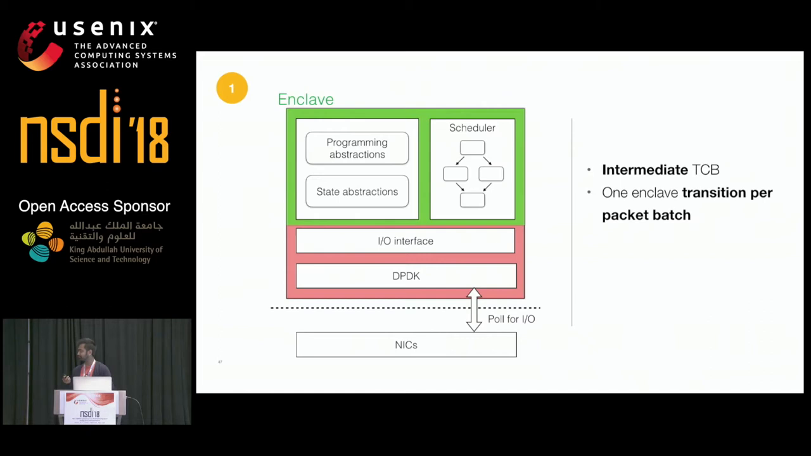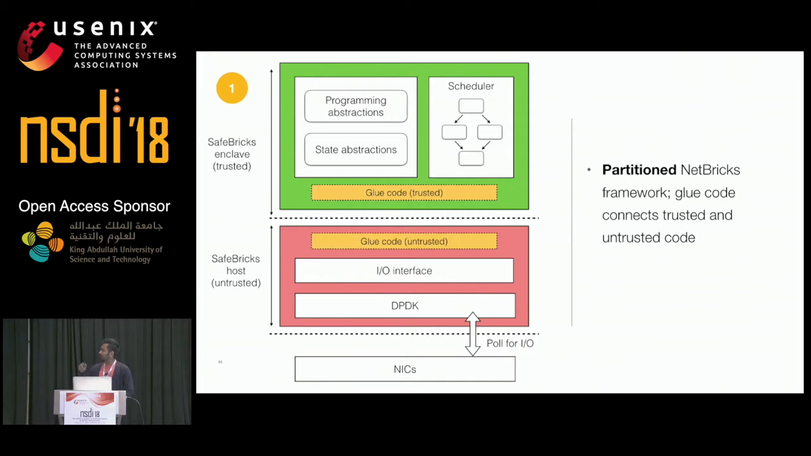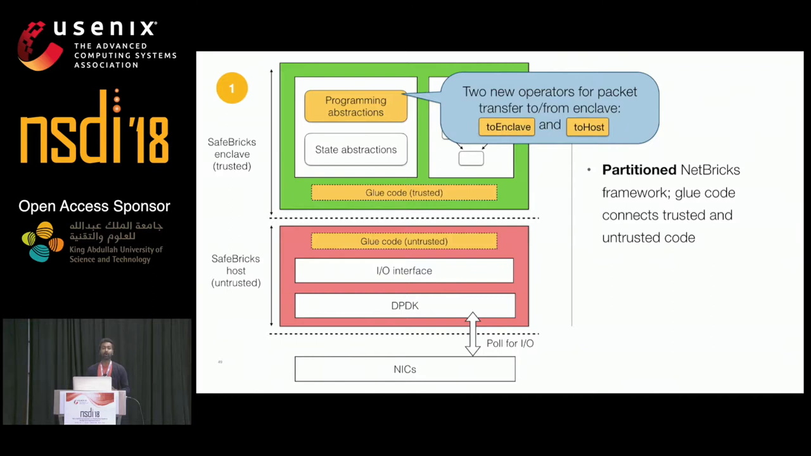And this is what the partition framework then looks like. We have the trusted code in green, the untrusted code outside the enclave in red. To make this work, we also need to introduce two new operators in SafeBricks that are responsible for taking packets inside the enclave and moving them back outside once they're done. So the first operator receives packets from non-enclave memory, copies them inside the enclave, and decrypts them. And the second operator re-encrypts processed packets and returns them to memory outside.